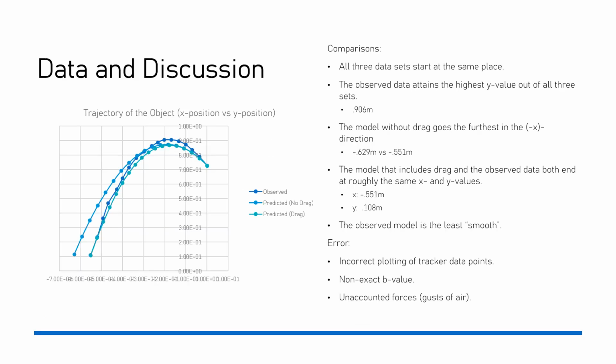Looking at all three sets of data, it can be shown that they all start at the same place. However, the observed data set attains the highest y value, whereas the model without drag goes the furthest in the negative x direction. And the model that includes drag and the observed data both end at roughly the same x and y values. And the observed model is the least smooth, probably because of other forces that aren't accounted for. It should also be known that there could be error due to incorrect plotting of tracker data points and a non-exact b value and unaccounted forces like gusts of air.